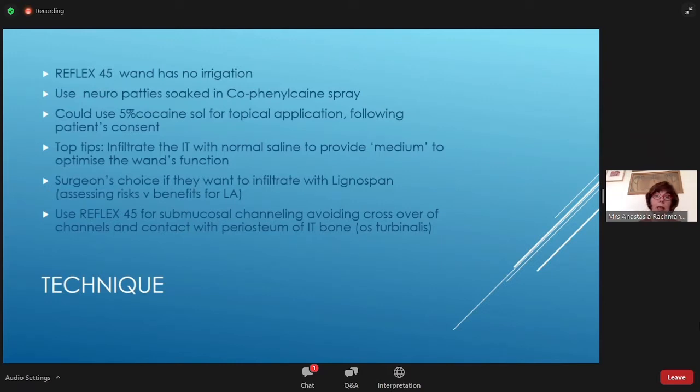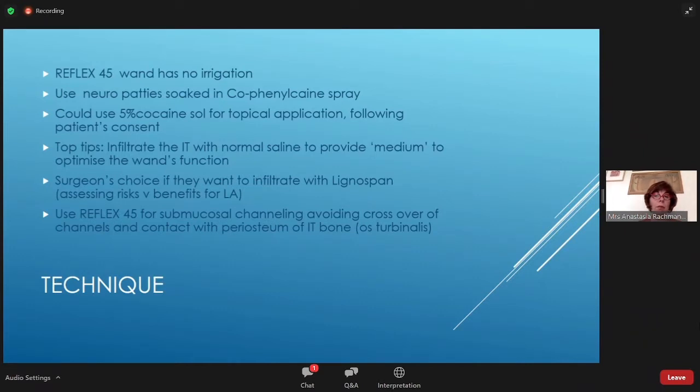You can try under local using co-phenylcaine spray. You could even use 5% cocaine for topical application. You have to be very careful with legislation in different countries and the patient's occupation, and the patient has to be fully informed that there is medicinal use of cocaine, and you have to have the patient's consent.